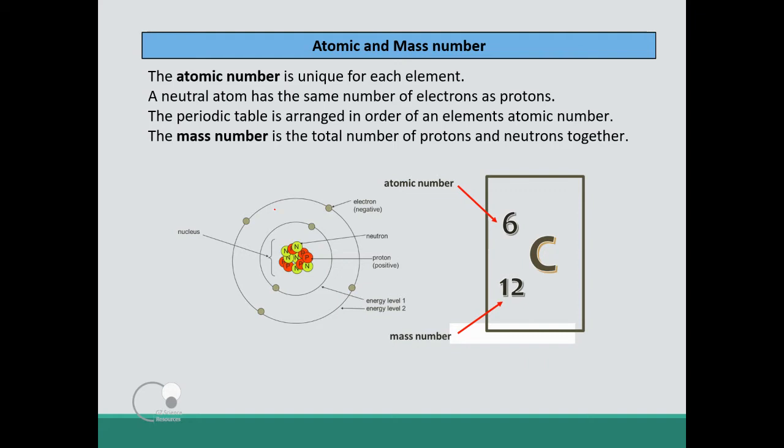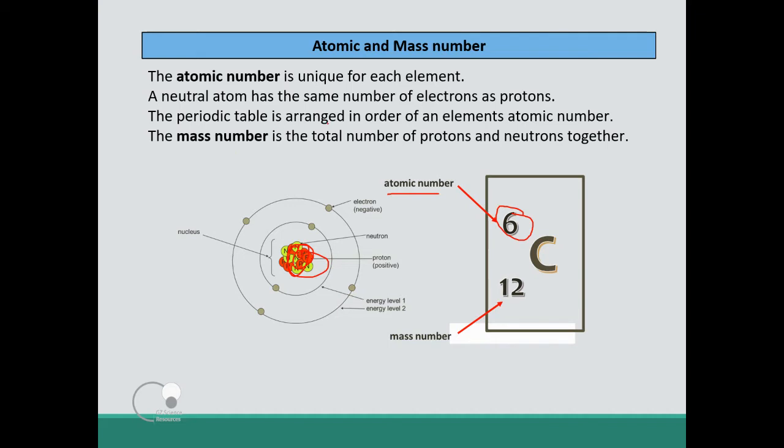So the atomic number for each element, which we find on the periodic table, gives us the number of protons. For carbon, for example, the atomic number is 6. It comes 6 in the periodic table. So it has 6 protons in the nucleus. That's the middle part of the atom.